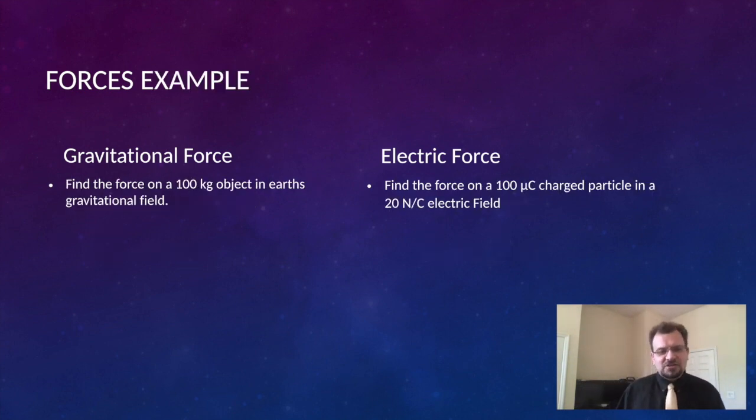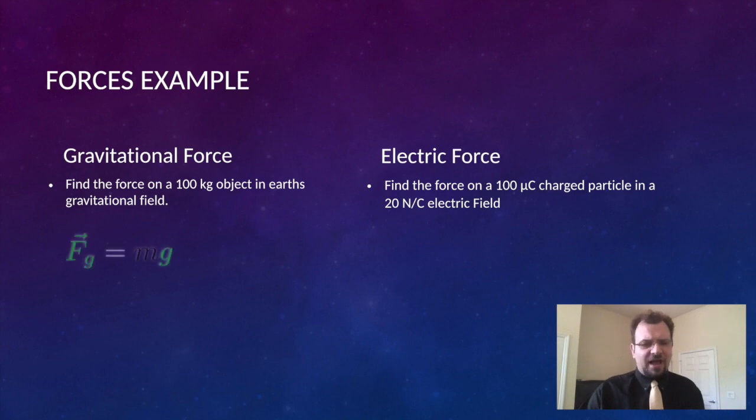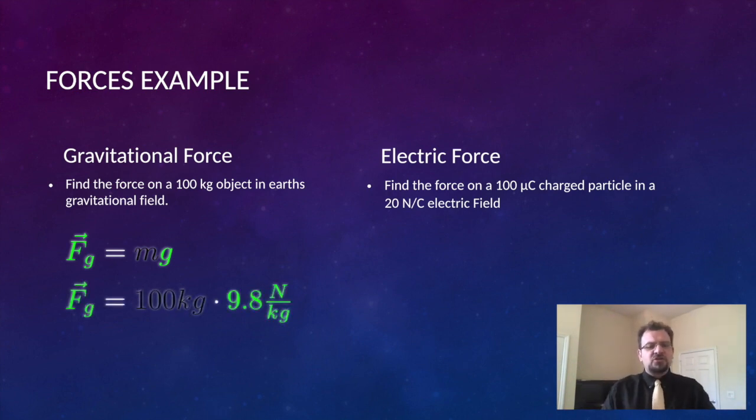So, gravitational force. Find the force of an object that's 100 kilograms in Earth's gravitational field. All right, we can do that. So that's going to be the force of gravity equals that mass times the strength of the gravitational field. We know what the strength is because we're on Earth. That's a constant. So that force of gravity is going to be 100 kilograms times that constant, 9.8 newtons per kilogram. Do a little math and we end up with that force of gravity for this object being 980 newtons.